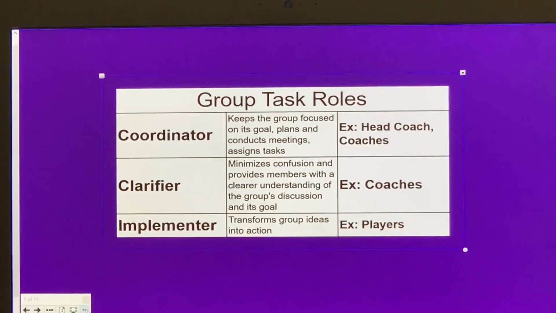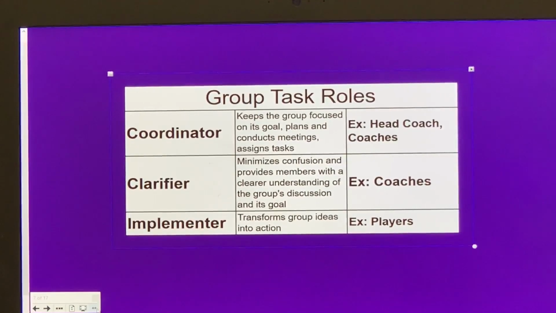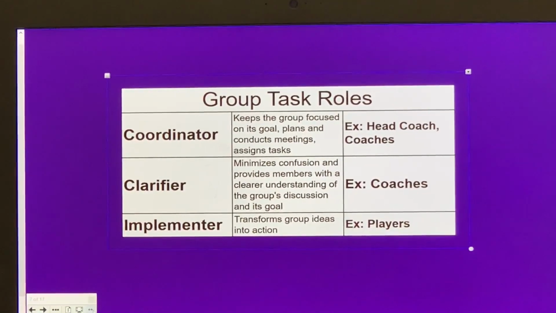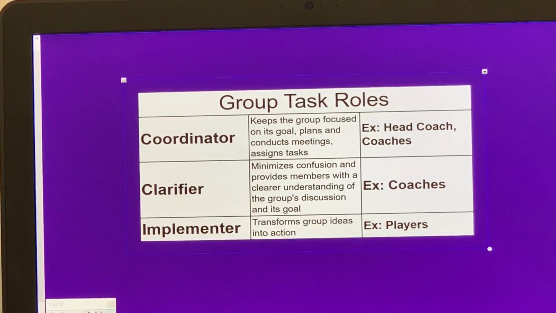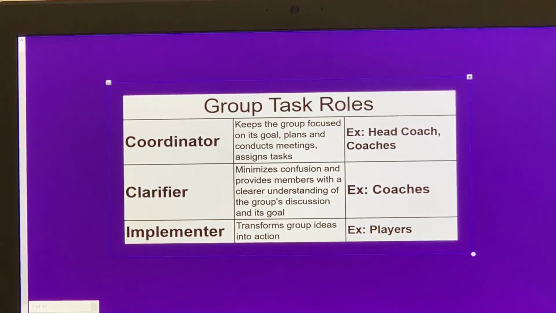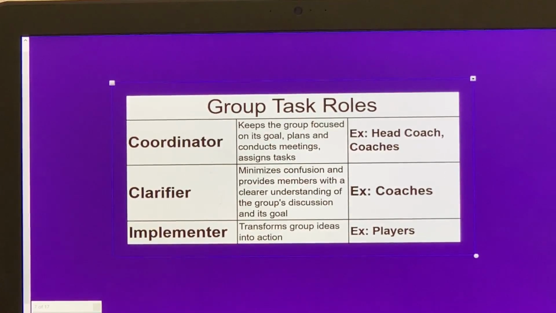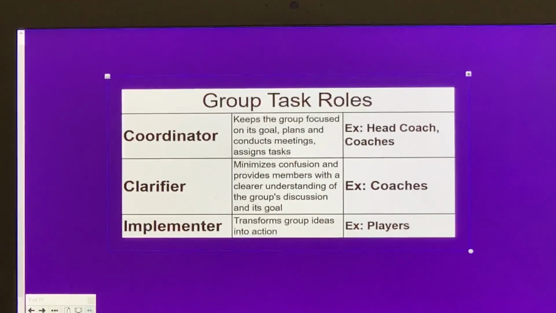Of the group task roles, we will be focusing on 3 of them: the coordinator, the clarifier, and the implementer. The coordinator's job is to keep the group focused on its goals and plans, conduct meetings, and assign tasks. The coordinator in this situation would be the head coach, and it would also be the coaches.